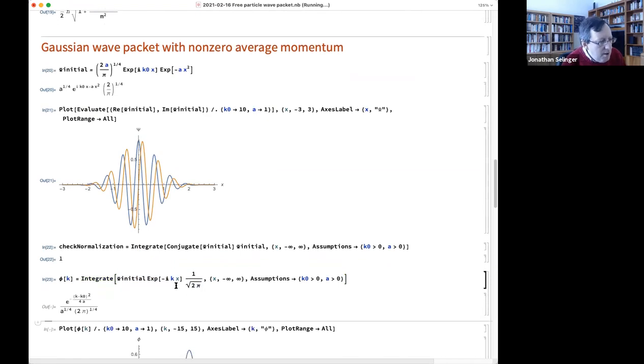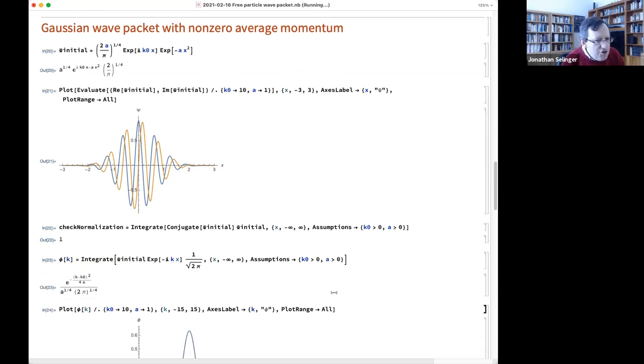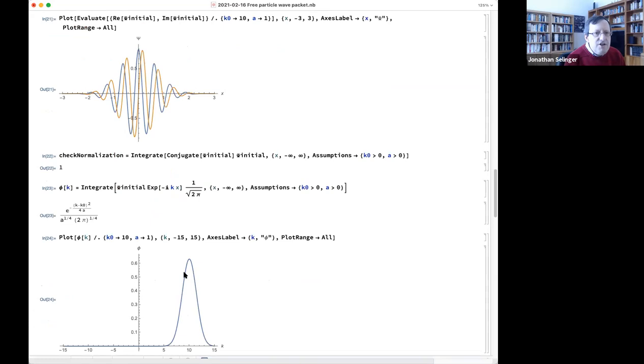I can do this Fourier integral to calculate what is phi of k. Mathematica can do that. It is, again, a Gaussian in k, but it's not a Gaussian centered at k equals 0. It is now a Gaussian centered at k naught. So here's an example of that. This is an example where the peak is here at k equals 10, but there's a certain width of the peak, like that.